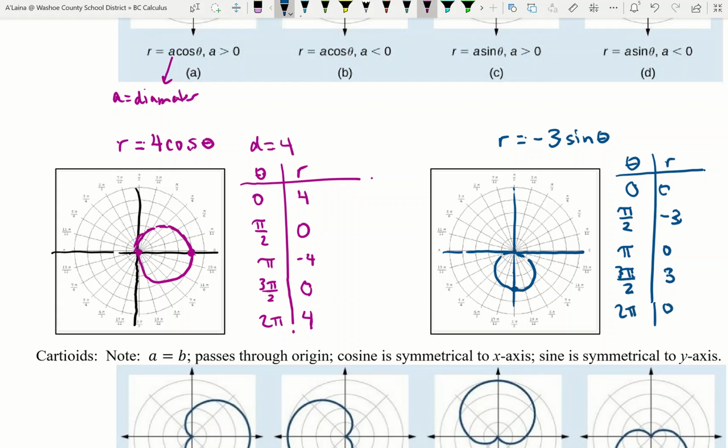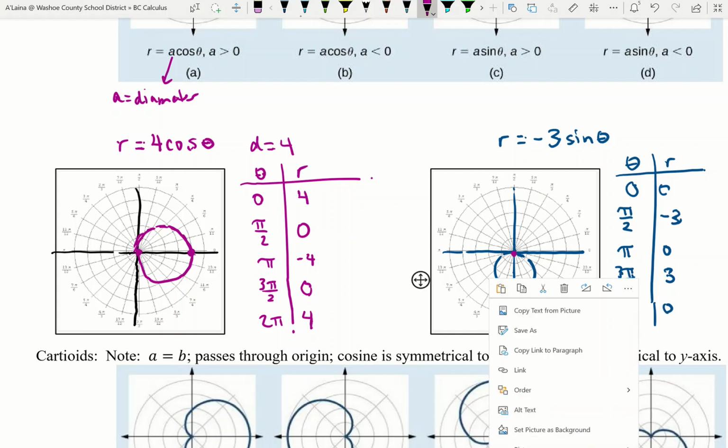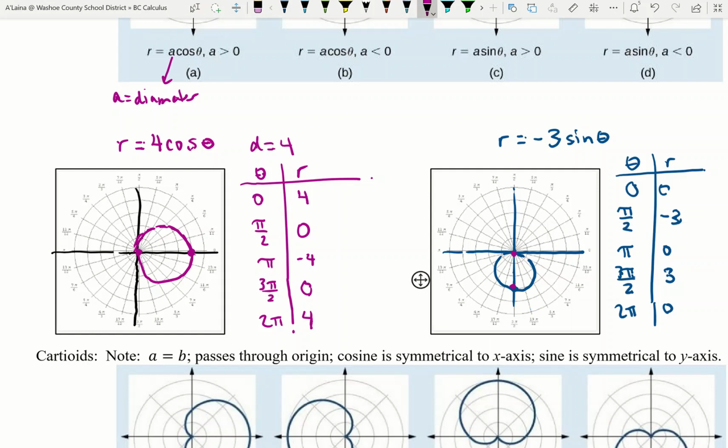So if I plotted some points here, 0, 0. In the direction of pi over 2, we are going in the direction of negative 3, which pops us over to the other side, right there. At pi, we have 0. 3 pi over 2, we want to go to 3. 2 pi, we're going back to 0. And there it is.